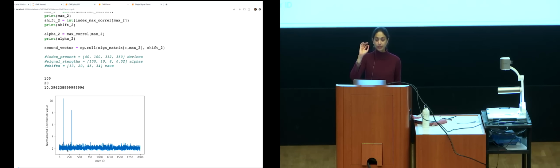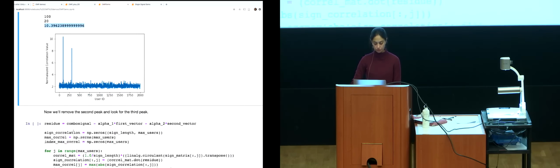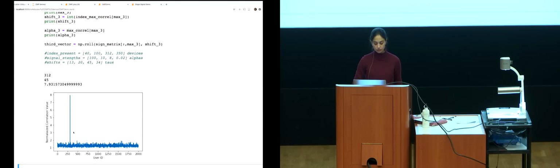But remember that, as was pointed out, we're subtracting something that is slightly different from what we expected to get. Okay, so now we see that the next largest peak is showing up, and it's a little bit above 10. It's device ID 100. It's at shift 20. Okay, let's remove that as well. Okay, we get another peak. 312 is the device ID, shift 45, and now we get this peak at approximately 8, but slightly lower.